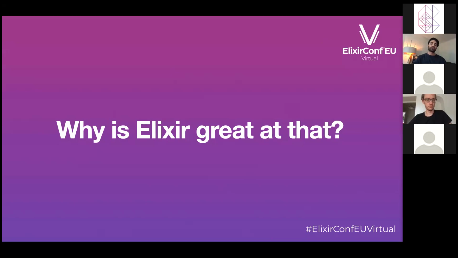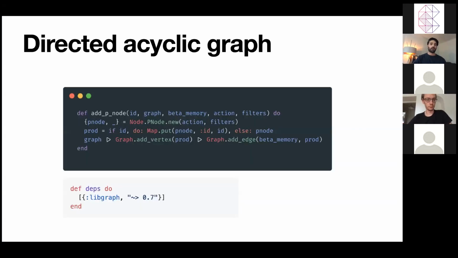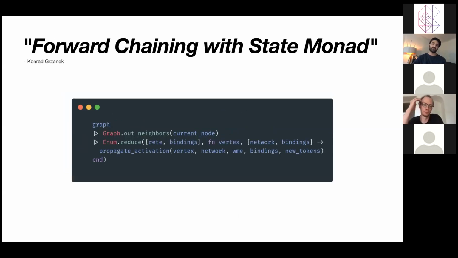So why was Elixir really good at doing that? First of all, great library. libgraph, absolutely fantastic, really well done. I've used it in different projects as well. And with that, it was really, really easy to do all kinds of things and to work with directed acyclic graphs in general. Directed acyclic graph, for those who don't know, is just a graph which is directed. So one edge has a direction. It shouldn't have loops, although I have to test this in the Retex implementation. Yeah, and it's a graph data structure.